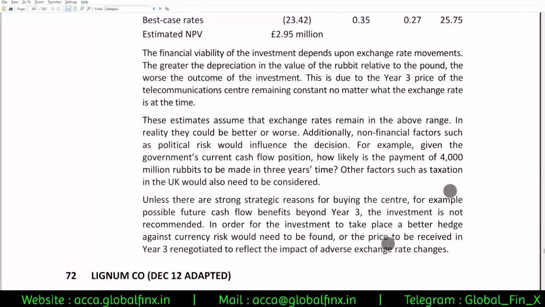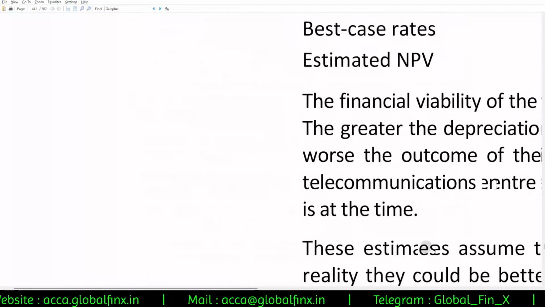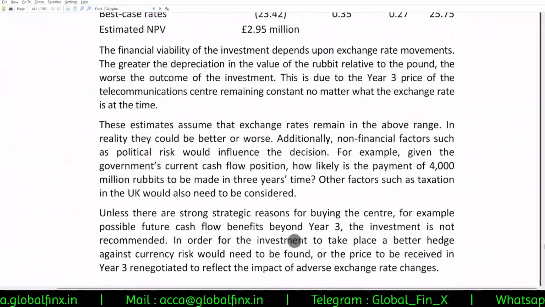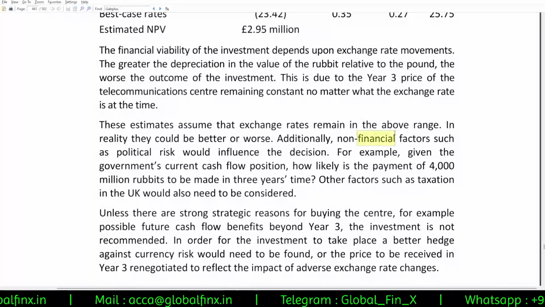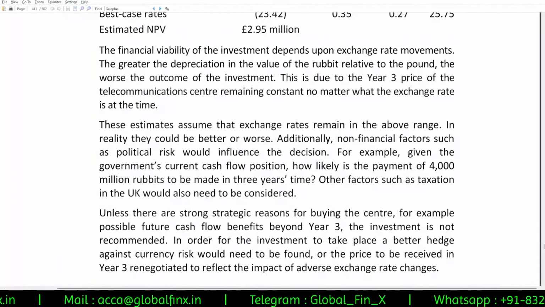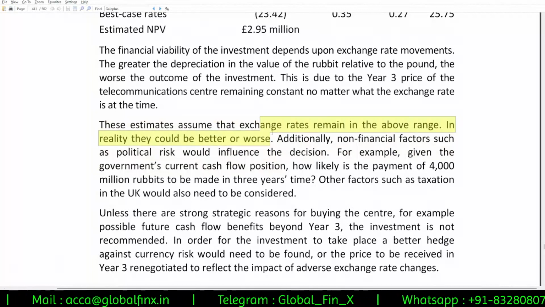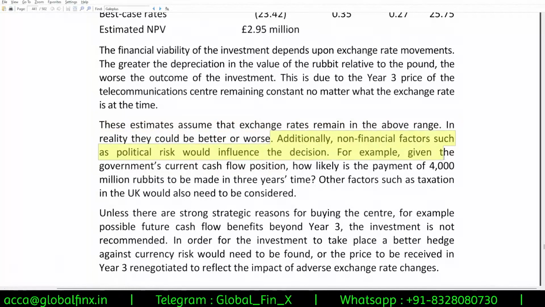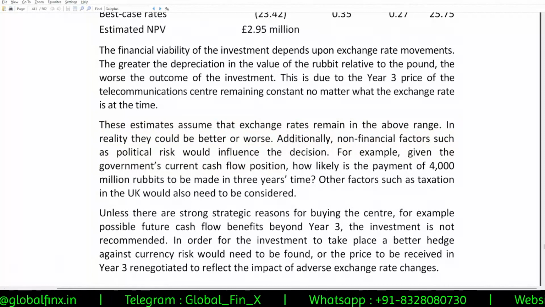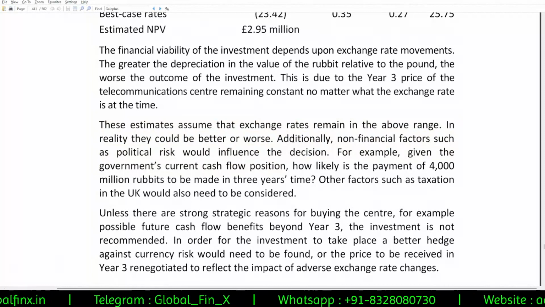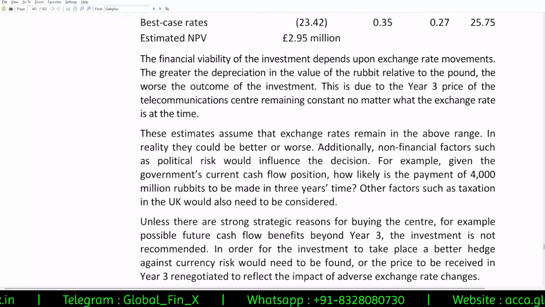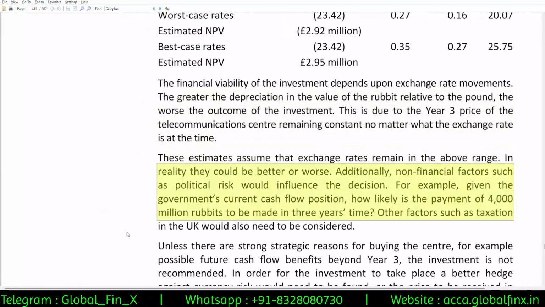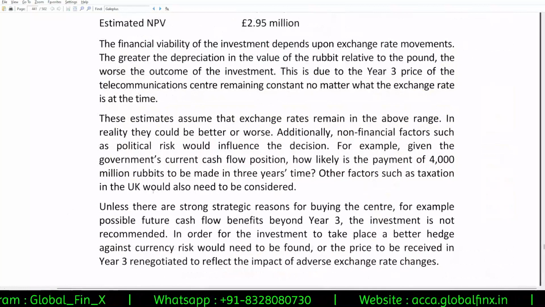These estimates assume that the exchange rates remain in the range of 15 to 50, but again, the reality could be worse. It could be more than 50% of inflation. Additionally, non-financial factors like political risk also need to be considered. All these things are there, sir. You can just go through these paragraphs now. This is a pretty straightforward answer. There is nothing much here.